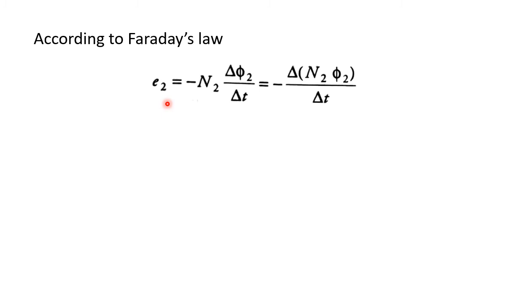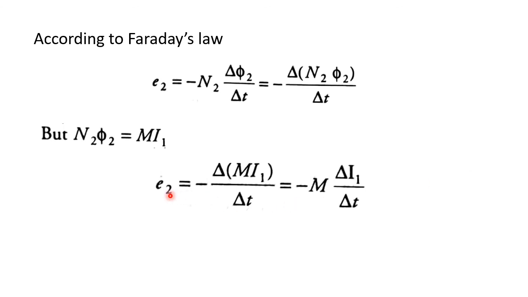According to Faraday's law, the EMF developed is proportional to the rate of change of flux. If there are N turns, then multiply by N. So the total flux is N2 phi 2. Therefore the EMF induced in the secondary coil is E2 equals minus N2 d phi 2 by dt, and that N2 we can write inside also. Just now we saw N2 phi 2 is M I1. If you substitute that, the EMF developed in the secondary coil equals minus delta (M I1) by delta t. Now M we can write outside, then minus M into delta I1 by delta t. This we can also write as minus M into dI by dt.